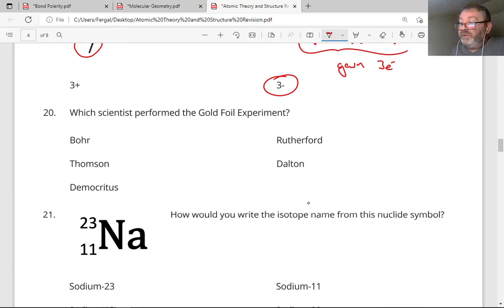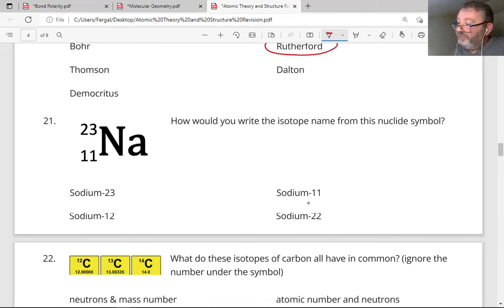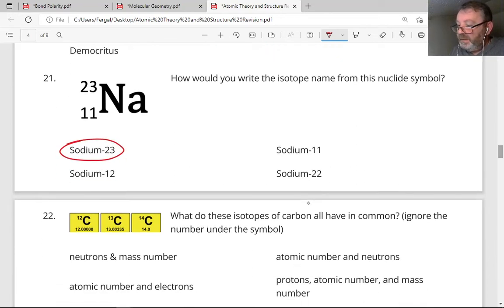Which scientist performed the gold foil experiment? Rutherford's gold foil experiment. Just learn the name of the scientist involved in the experiment. How would you write the isotope name for this nuclide symbol? Now, the isotope name is the symbol with the mass. So this is sodium 23. 11 is just the number of protons, never changes.